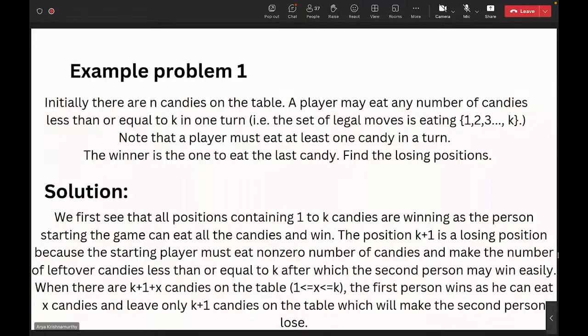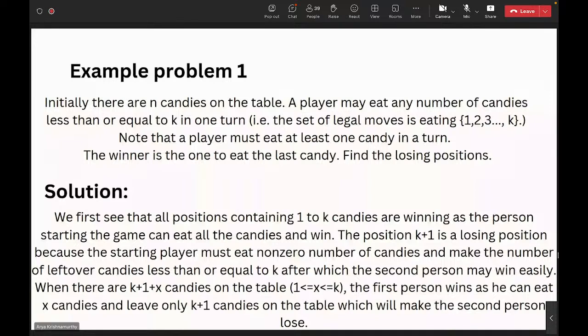So we shall first try to make a conjecture on what could be the set of losing positions. We start in the following way. All positions containing 1 to k candies are winning, because the person who is starting the game can eat all the candies and win the game. However, the position where there are k plus 1 candies on the table is a losing position, because the starting player must eat some non-zero number of candies that is not k plus 1, and make the number of candies available less than or equal to k.